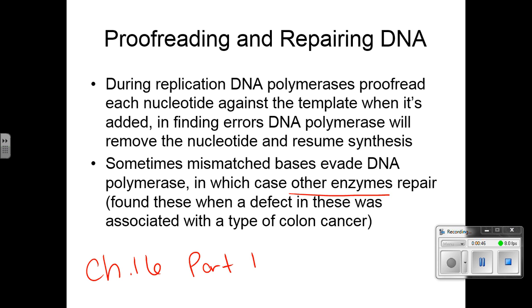Basically, just like if you were publishing a book, you would send it to an editor to check for errors. Your cells send your DNA that's been copied to an editor. And the editor is DNA polymerase or other enzymes whose whole purpose is to proofread and repair any errors in DNA.